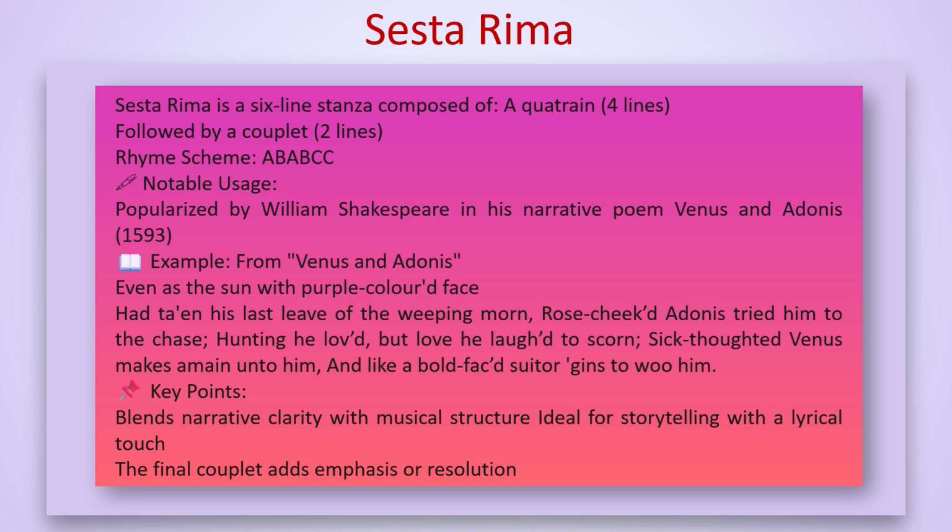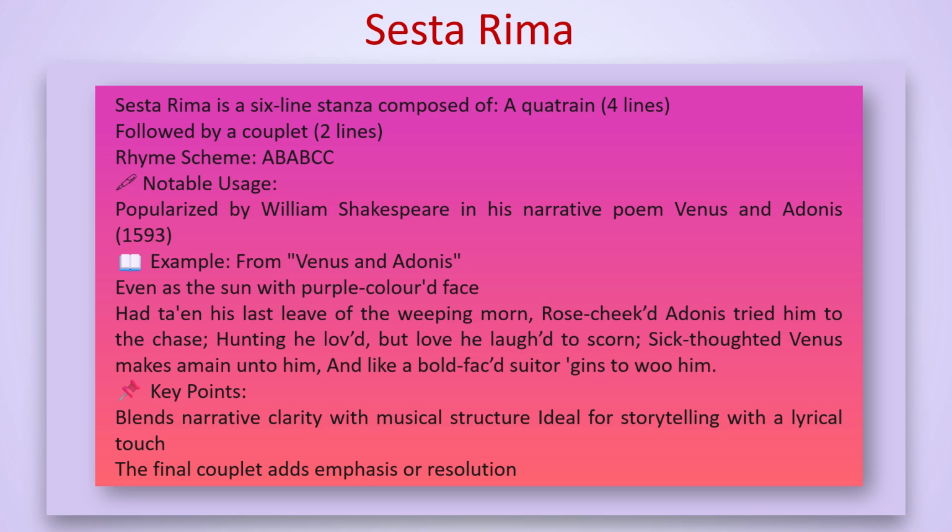Terza Rima is also a 6-line stanza, but it is composed by combining two different stanzas, that is a quatrain and a couplet, and the rhyming pattern will be A B A B C C. It is a perfect structure for storytelling with rhythm and resolution. Shakespeare used this form beautifully in Venus and Adonis, where vivid imagery and emotional pacing unfold line by line, ending with a couplet that clinches the moment.